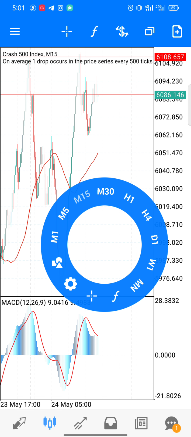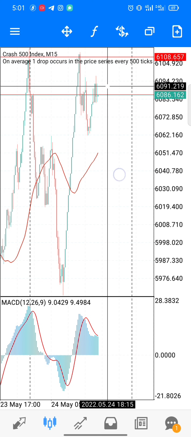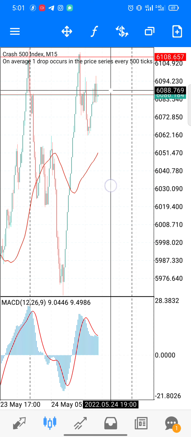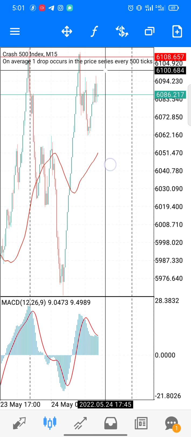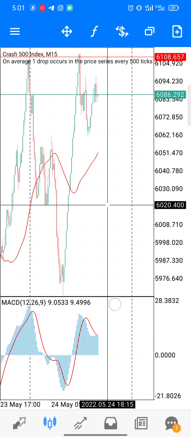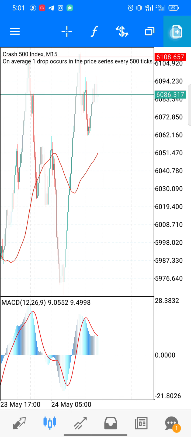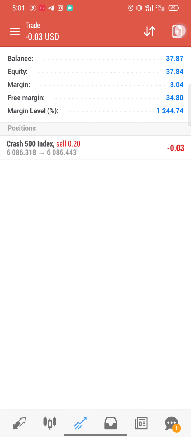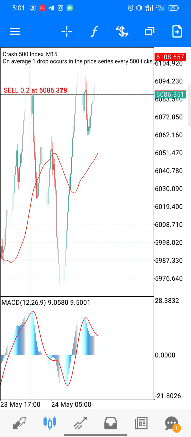So what I'm gonna be doing right now for this Crash 500 is to place a sell and a stop loss above this previous week, then expecting the market to move all the way to the downside. Great. So I'm just gonna place a sell right now. This is a small account, so I just placed a sell.